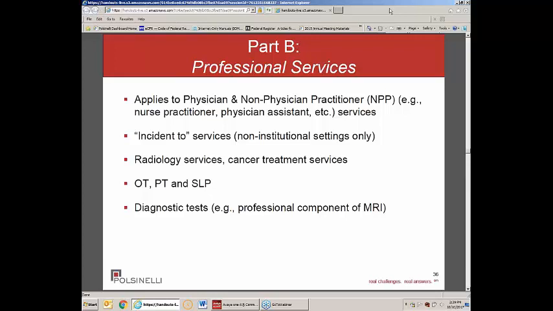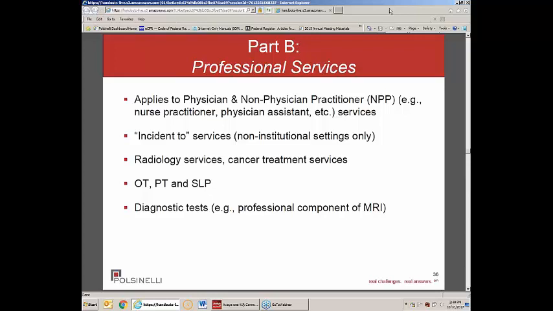And you also have a Part B benefit category for what are called incident to services. And it's just sort of a tricky name, but the concept is pretty straightforward. These are services that are furnished incident to the service of a billing physician or practitioner.